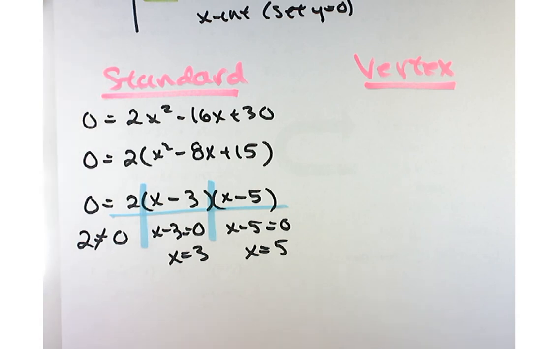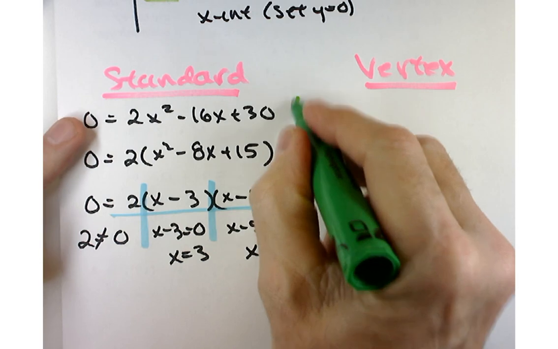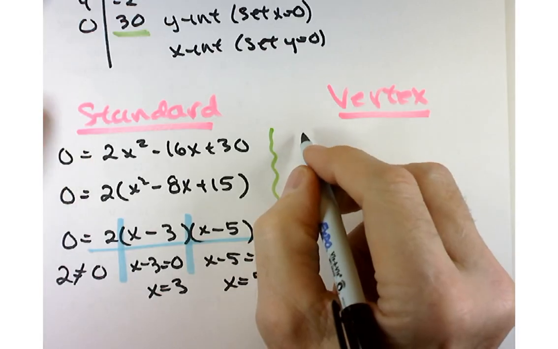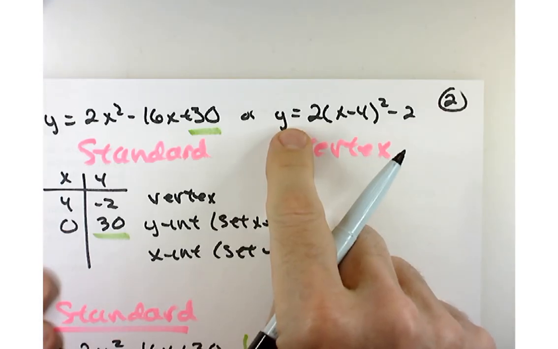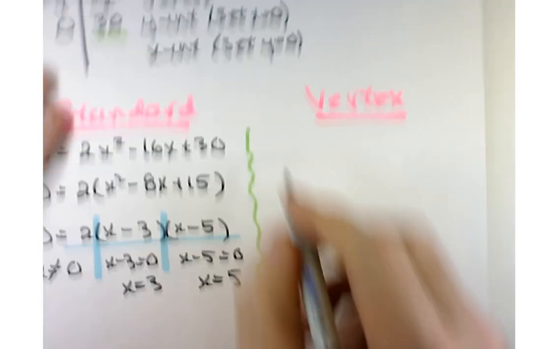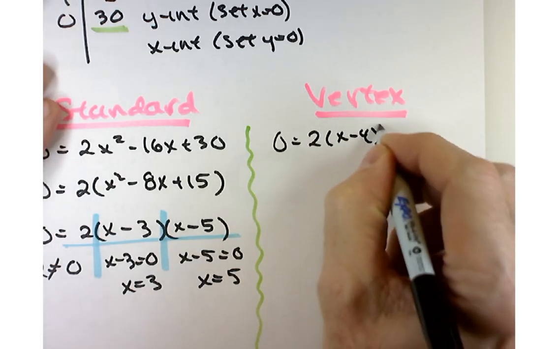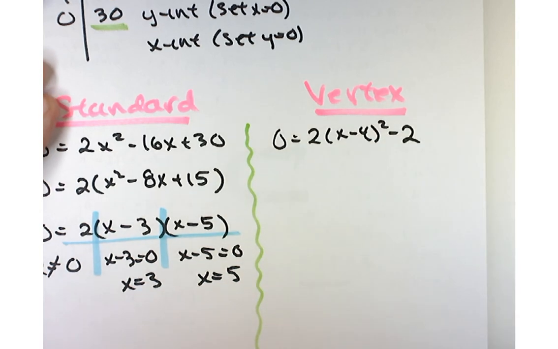Let's take a look at what this is going to be if we were to use the vertex form. How's that work going to look different? Well, for the vertex form, I'm going to plug in y equals 0. So I'll get 0 equals 2 times x minus 4 squared minus 2.